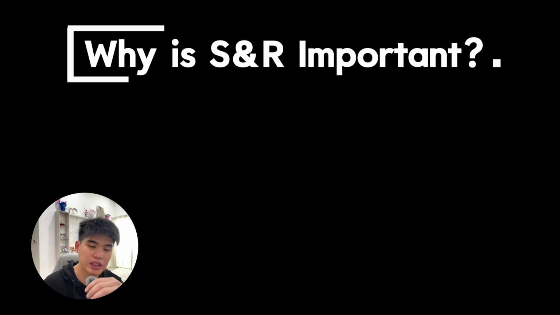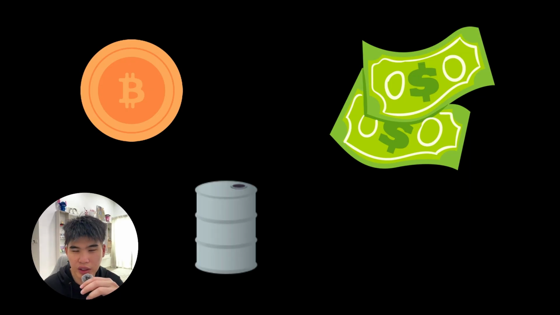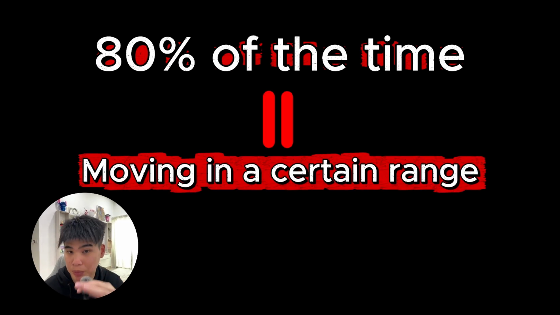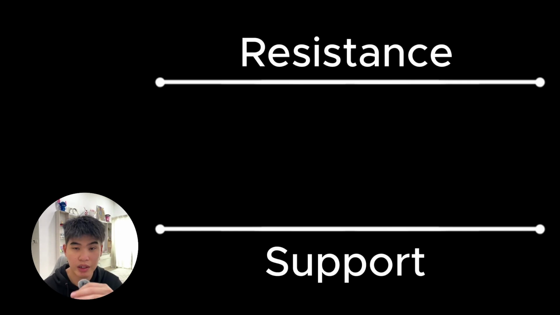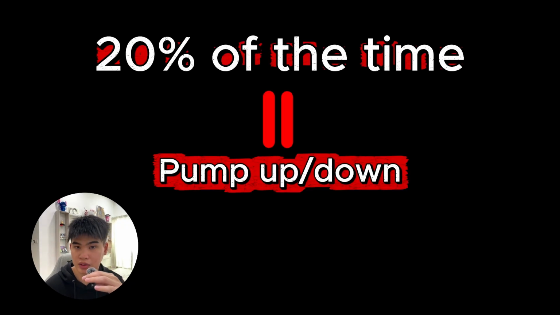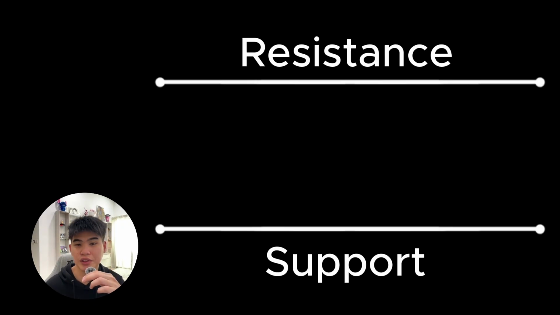And why is support and resistance so important? Regardless of what you are trading, crypto, currency, commodities, bonds, stocks, or whatsoever, price most of the time is actually moving in between a certain specific range. And that specific range itself is what we call support and resistance. Maybe only 20 to 30% of the time, the market is actually pumping up or pumping down. But most of the time, it's moving in between a certain range, and that is where we can find our trading opportunities. So by identifying the support and resistance itself, you'll be able to find sharp entries with a super high win rate.